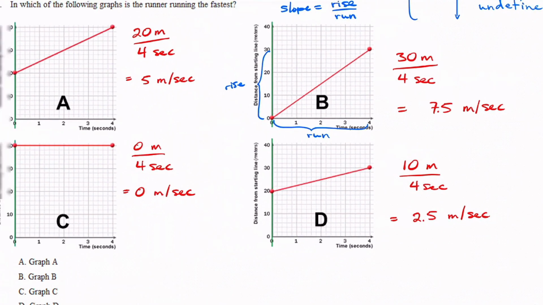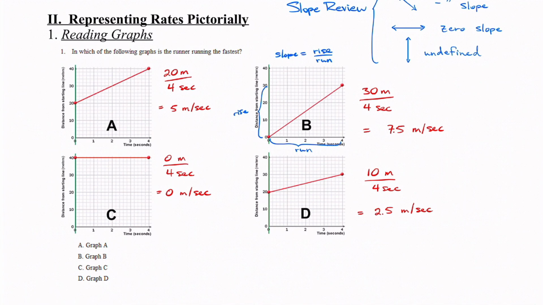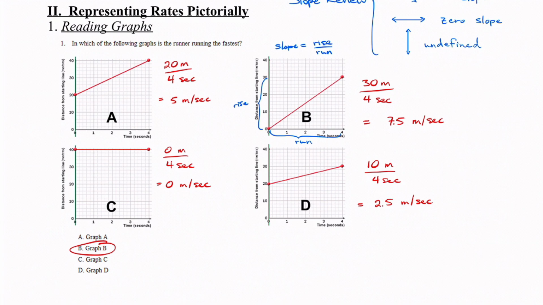So now I can look at all 4 of these, and I can see that this one right here, that one is the fastest, 7.5 meters per second. So our answer for this, we can circle down here. It's going to be graph B.